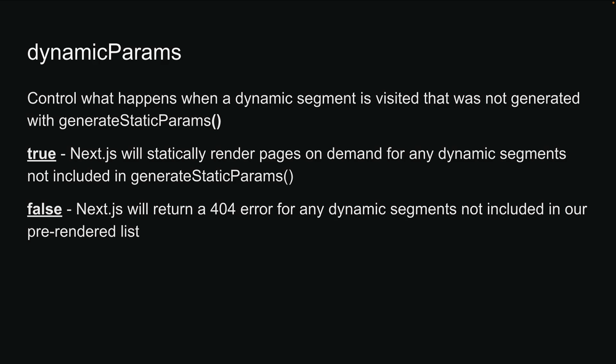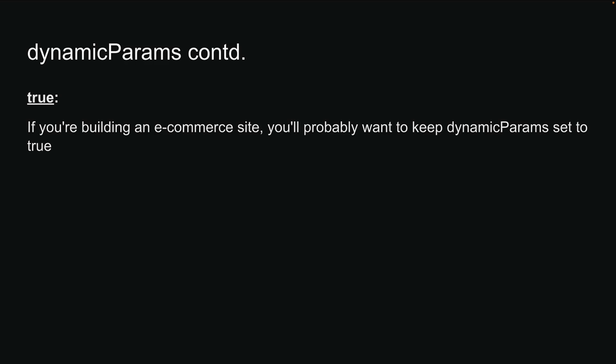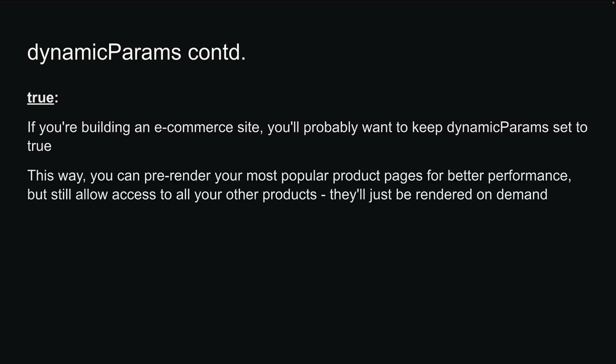Now you might be wondering, when should you use each option? Well, it really depends on your use case. If you're building an e-commerce site, you will probably want to keep dynamicParams set to true. This way, you can pre-render your most popular product pages for better performance, but still allow access to all your other products. They will just be rendered on demand.